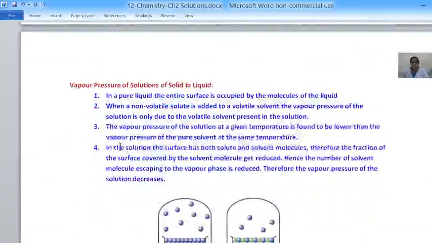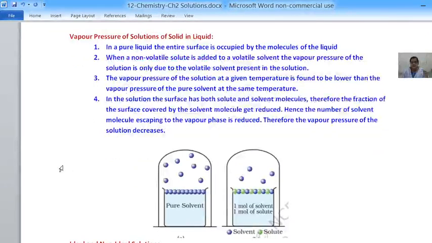Next, we move on to the next concept, that is vapor pressure. So far, we were discussing the vapor pressure of liquid solutions. Next, we are going to discuss the vapor pressure of solutions of solid in liquid. Now, we are going to dissolve a solid in a liquid. So, in that case, what is the vapor pressure? Before going into that, first we should see this diagram, so you can understand it better.